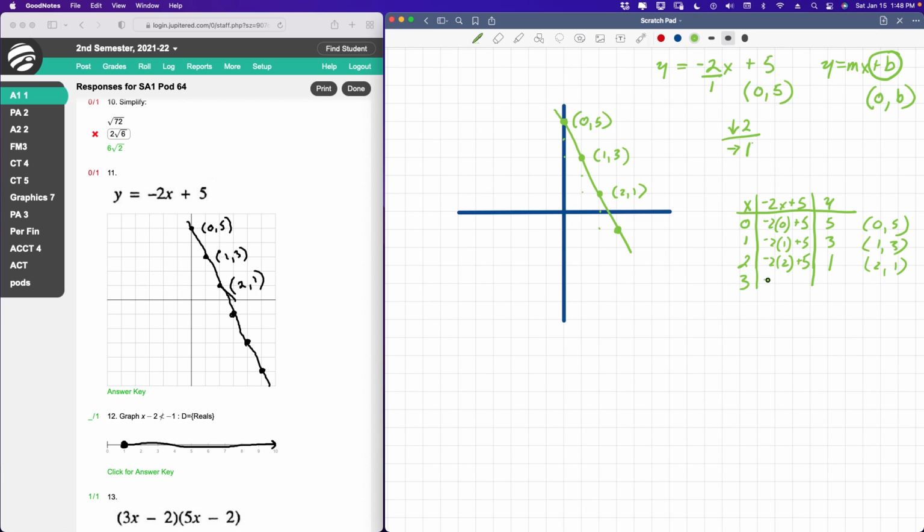And this one, negative 2 times 3 plus 5. Negative 6 plus 5 is a negative 1. So it's going to be 3 and negative 1. Well, look at this. We have 1, 2, 3, and negative 1, right? 3, negative 1.